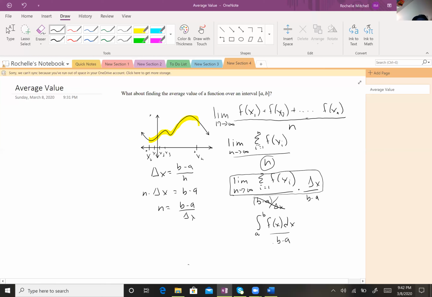Well, this down here is just a constant, so we're going to pull it out in front. And so we're going to have 1 over b minus a times the integral from a to b of f of x dx. And that is equal to the average value of f on the interval a to b.